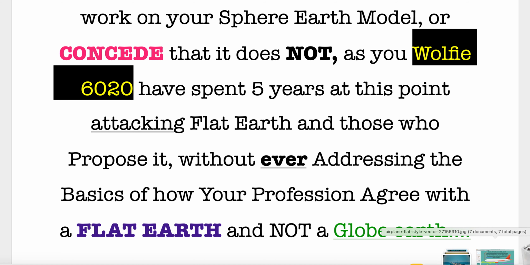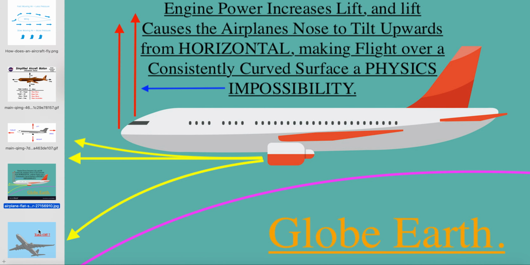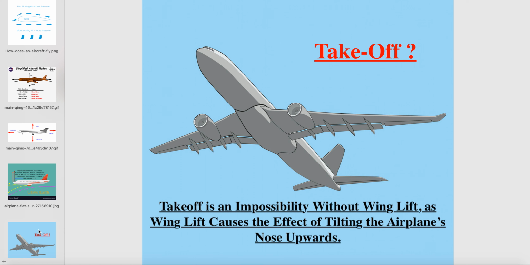Now, the final nail in the coffin is this. So takeoff. Takeoff is an impossibility without wing lift, as wing lift causes the effect of tilting the airplane's nose upwards. So to take off, the airplane needs to build up thrust, which causes the pressure differential between the bottom and top of the wings. So entropy takes place, and the higher pressure underneath the wings wants to go to the lower pressure above the wings. It's a natural thing, entropy, right? So that is what causes takeoff, right?